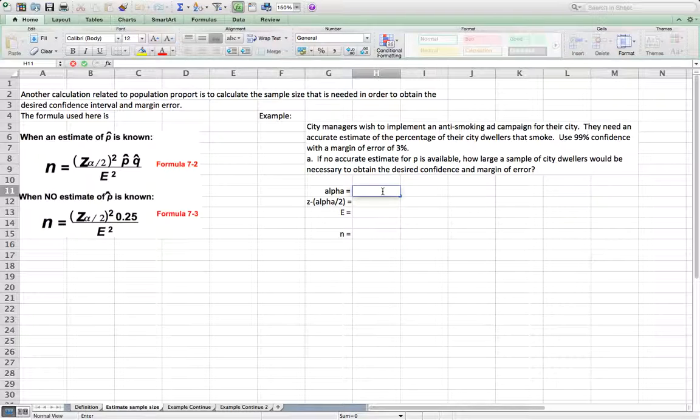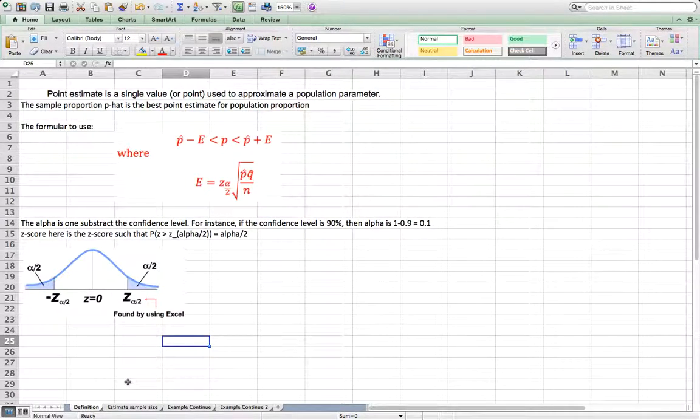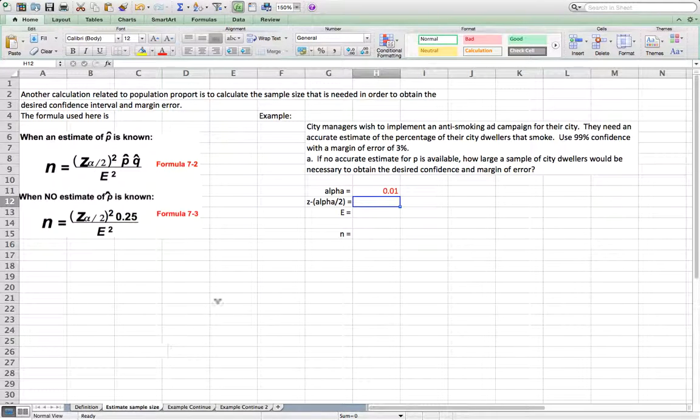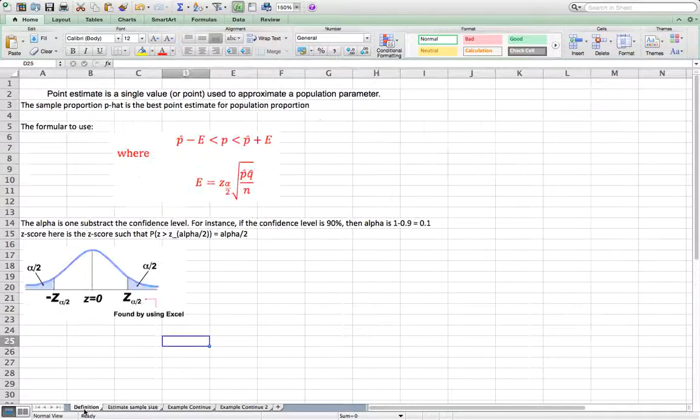Alpha is equal to 1 minus 0.99, that's 0.01. Z alpha over 2, if you look at it here, is this area. So I will use alpha over 2, which is this area. This score, we said, is this number.